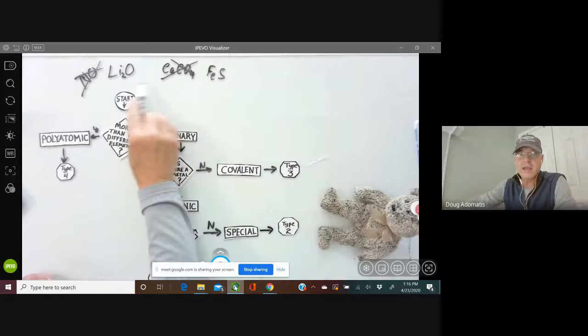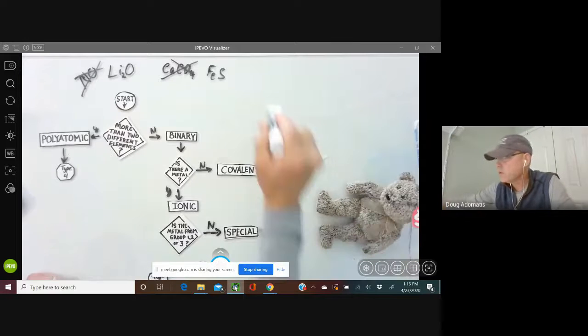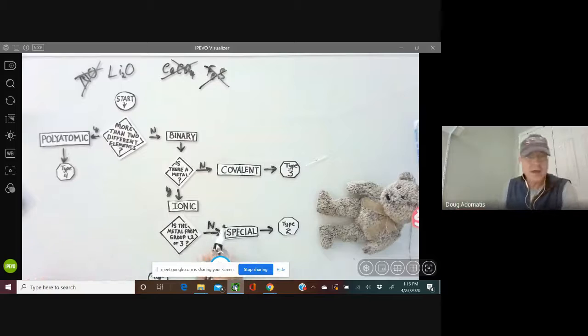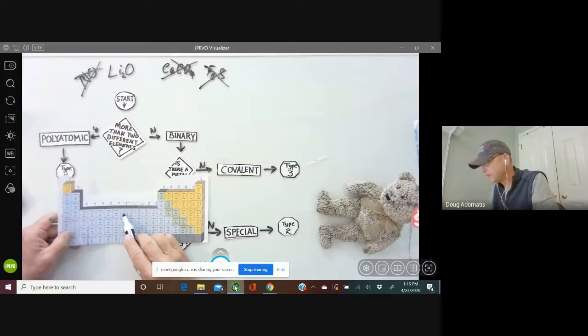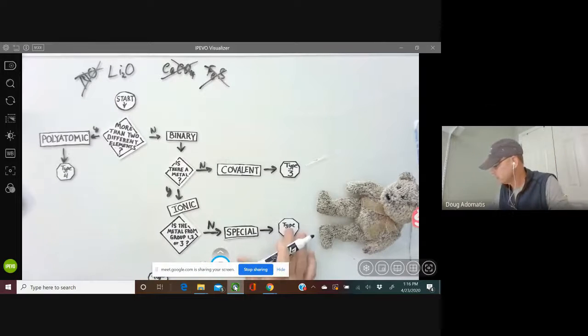Which one of the remaining compounds here is now a type 2? Oh, I know, Mr. A. Of course, iron is a transition metal. It is in, I don't know what group it is in right now. Let's see, iron is somewhere over here. Oh, why can't I find it? Oh, it's in group 8, right? So that's not 1, 2, or 13. So it is special, and it's the type 2.